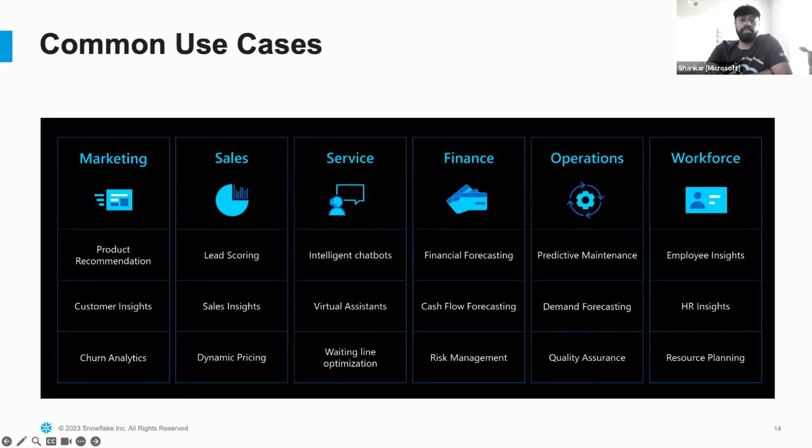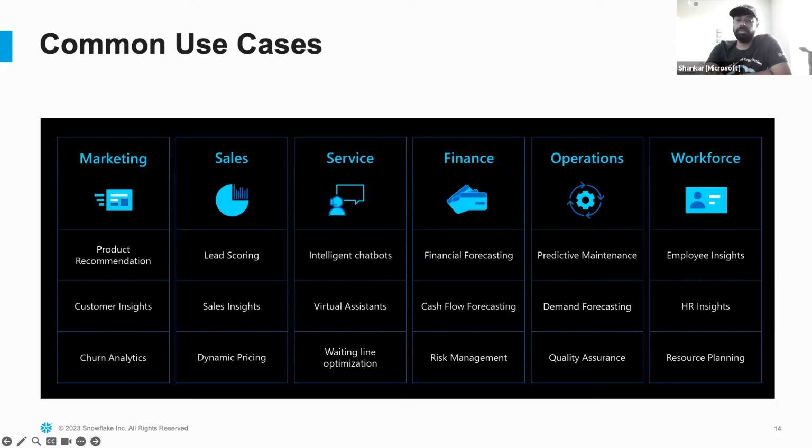Across the stack, we see that for an organization in different industries, Gen AI could influence different use cases such as the marketing department, sales, service, finance, operations, as well as workforce. Some of the examples are getting customer insights from a customer 360, doing churn analytics from the customer and product data, and bringing in sales insights where your sales agent or business users could chat with the data and get common insights across different sales processes or sales data.